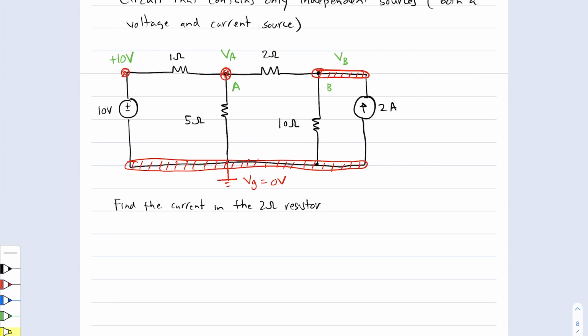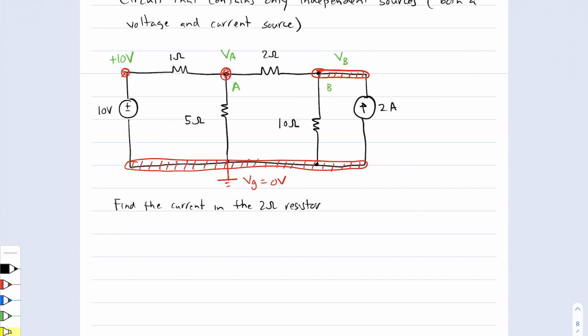Now what I'm going to do is at the essential nodes, I'm going to write down KCL and use the modified version of Ohm's law to write down a system of equations. And I'm going to assume that all of the currents at each one of the nodes is going out, right?